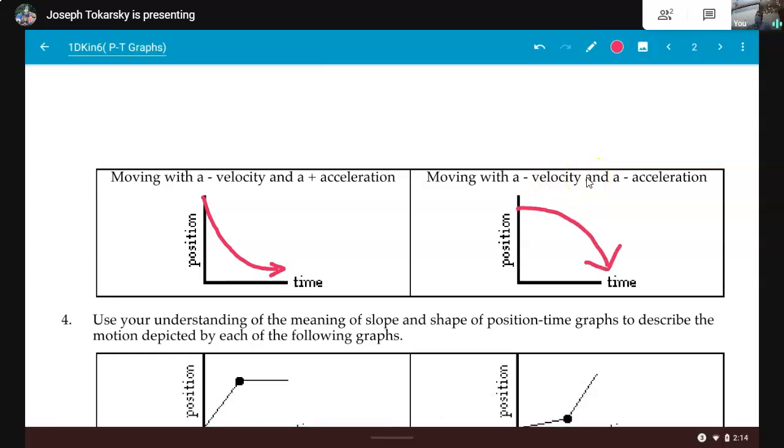So on those four, they just didn't use the words speed and velocity. They implied it by the sign, or speeding up and slowing down. They didn't use those words. They implied it by giving us the signs.